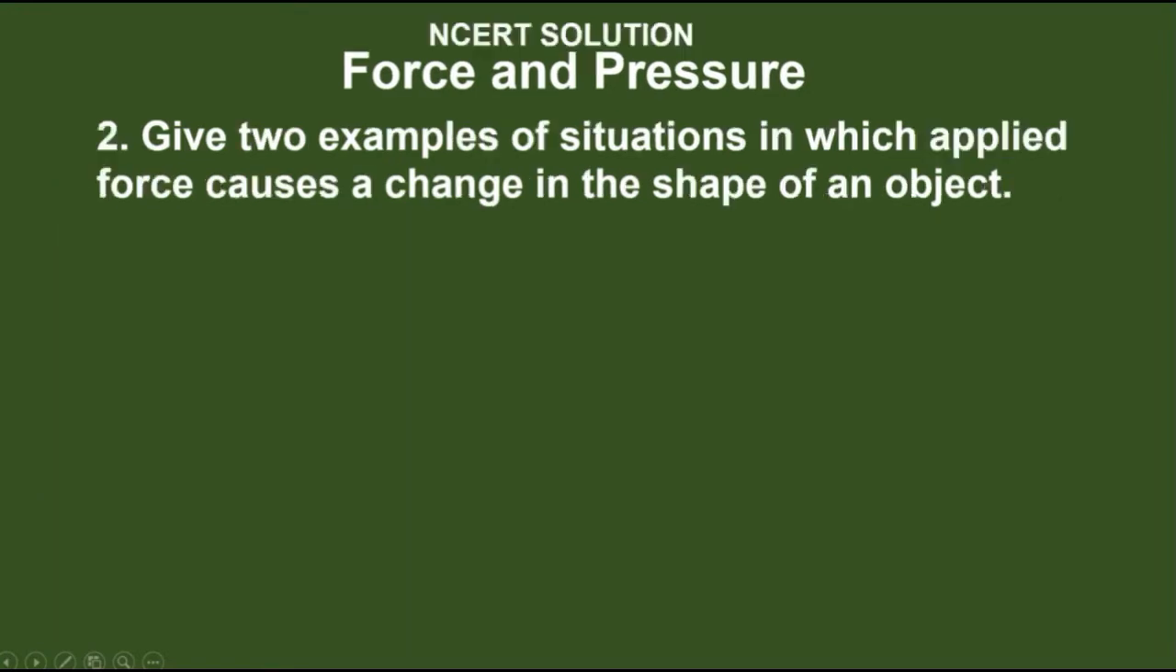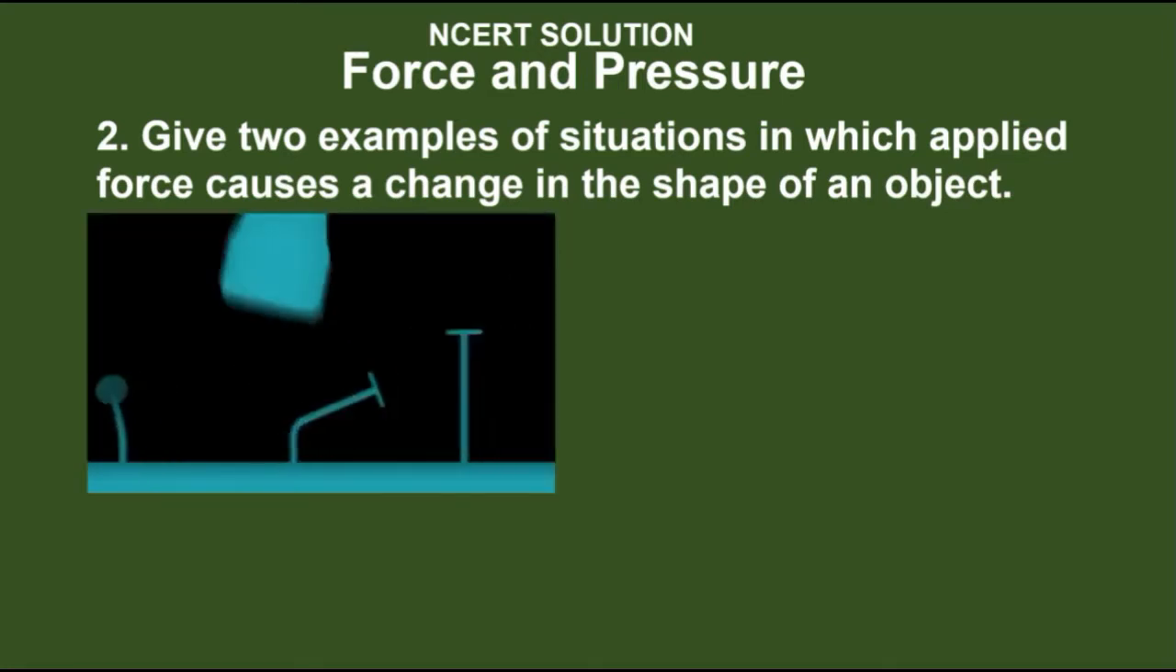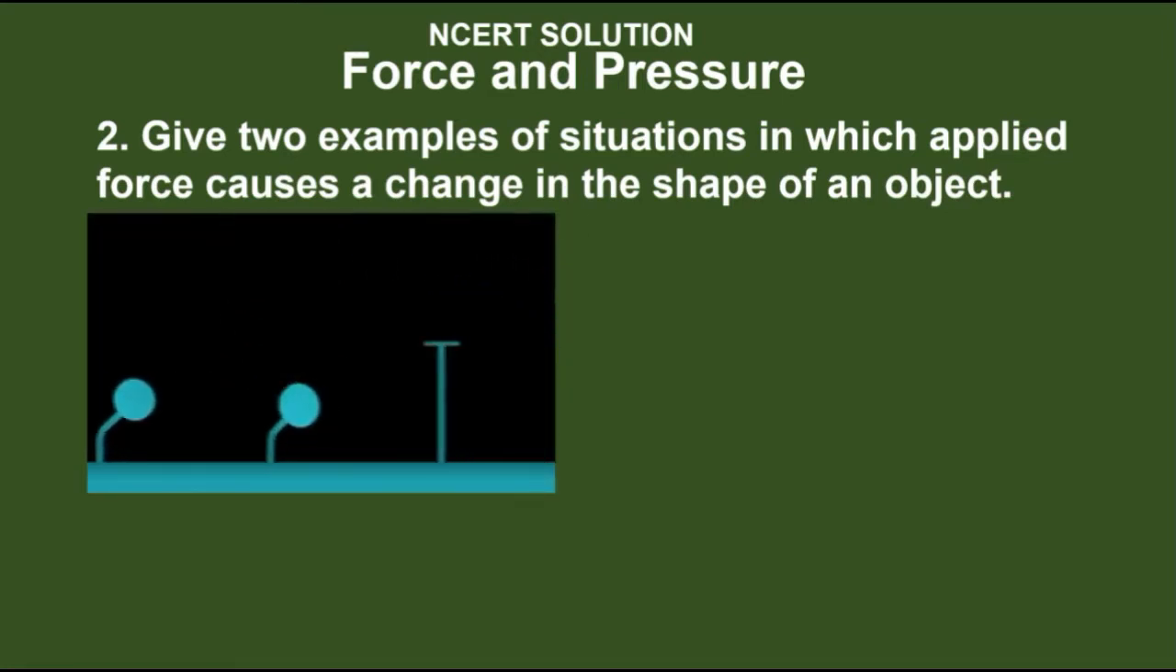Next question. Give two examples of situations in which applied force causes a change in the shape of an object. Change in the shape. Remember, force causing change in the shape. Many occasions we see throughout. I want you to write your own examples, not the ones I am telling here. Here I am simply taking one example: when we hammer, sometimes we miss the target and then the nail gets bent. That's one example of change in shape.